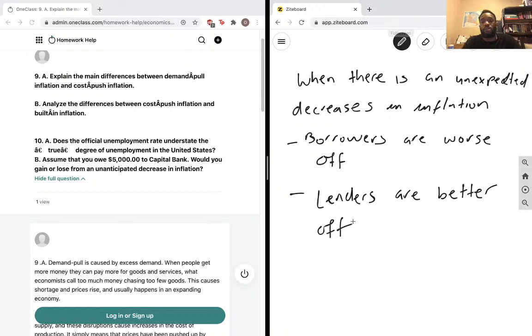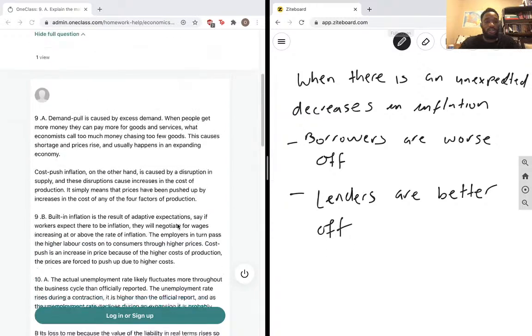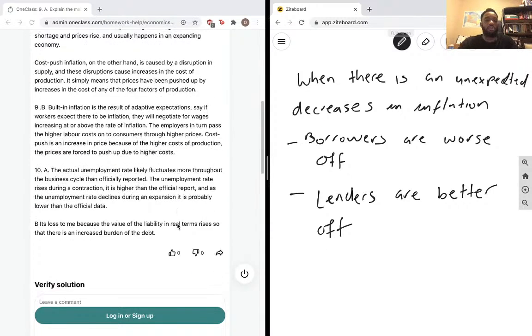And this would be the exact opposite. If there was an unexpected increase in inflation, borrowers would be better off because the amount they're paying is actually valued less than what they initially borrowed, and lenders would be worse off because what they initially lent is valued higher than what they would be receiving. So all in all, this is correct.